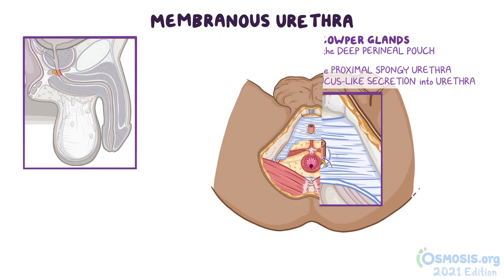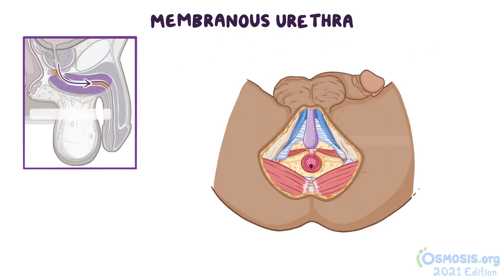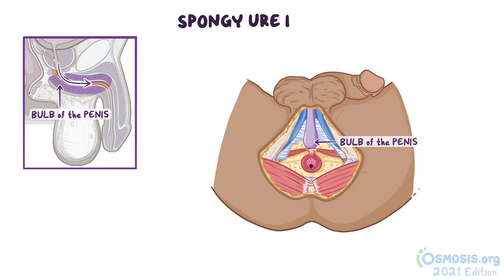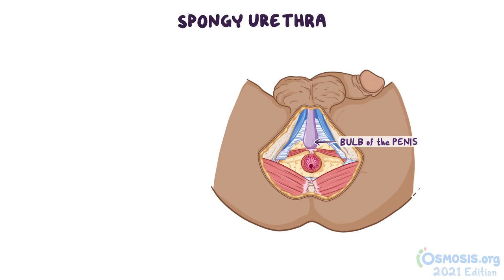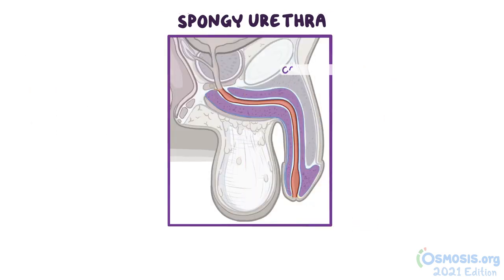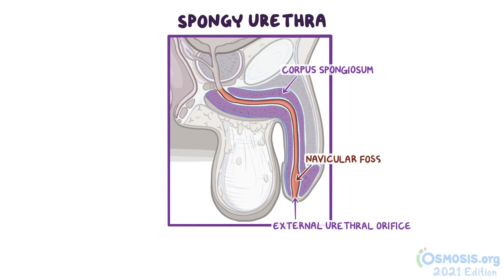Finally, the membranous part of the urethra extends through the bulb of the penis, where it's continuous with the last part of the urethra, called the spongy urethra. The spongy urethra is located within the corpus spongiosum and extends through the penis to the external urethral orifice. The spongy urethra contains an expansion in the glans penis called the navicular fossa.